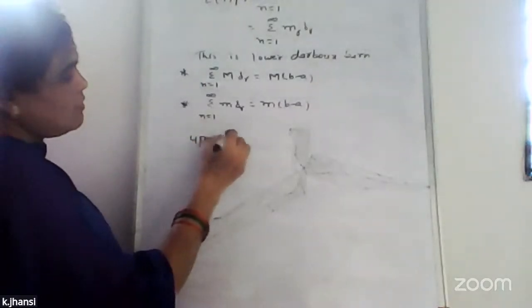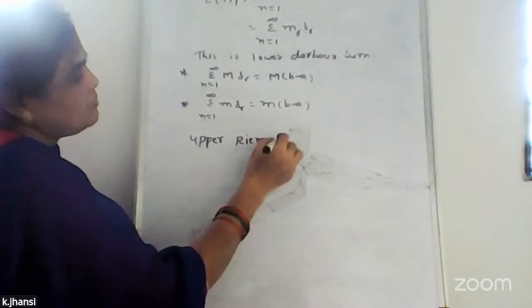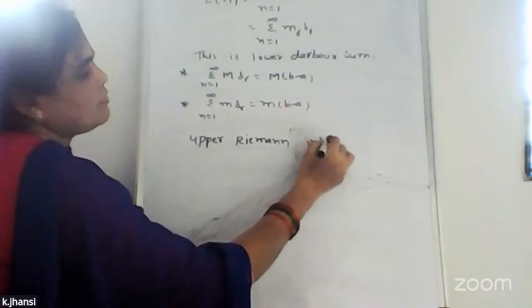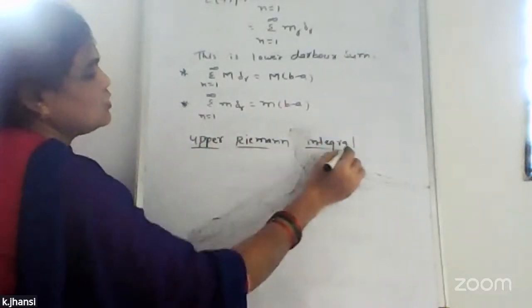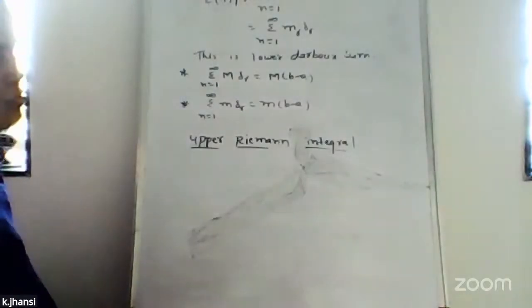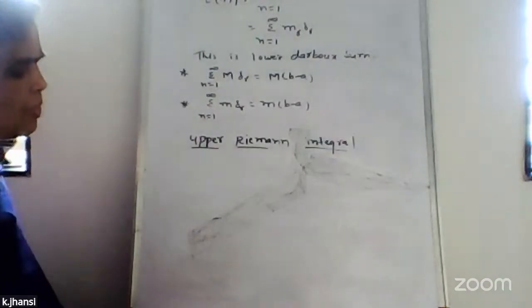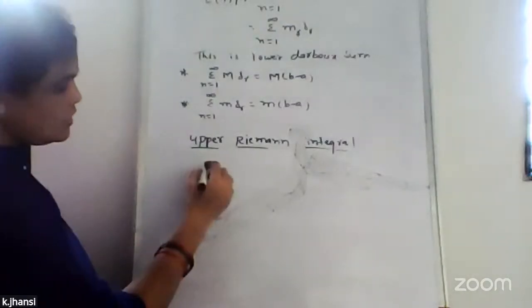Upper Riemann integral. So how will we represent that? You have the definition in your textbook. See that one. I am just giving the representation of that one. It is the infimum of upper Darboux sums U(f, P). So like this it will be there.